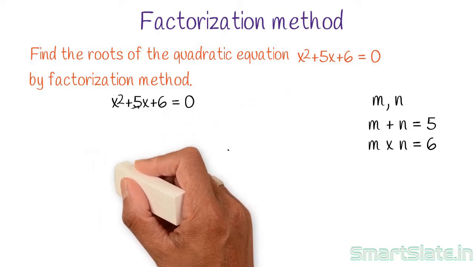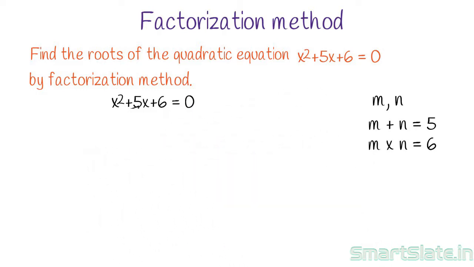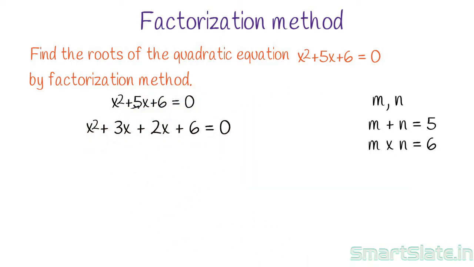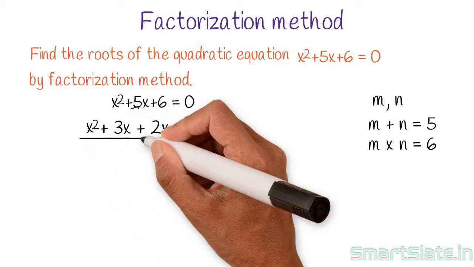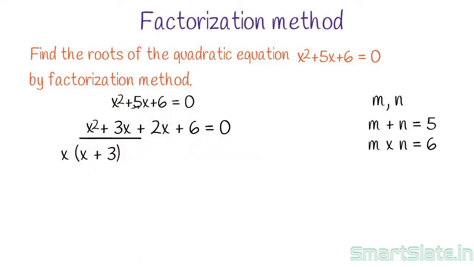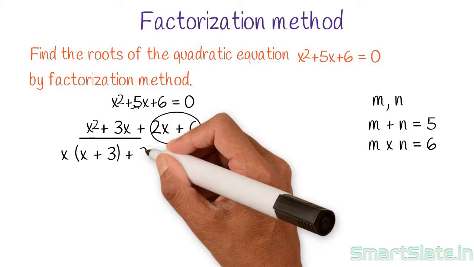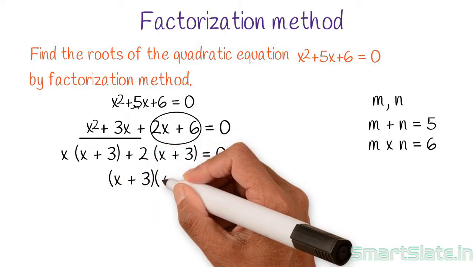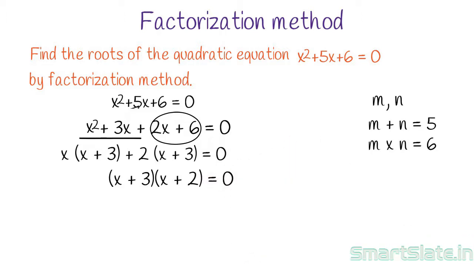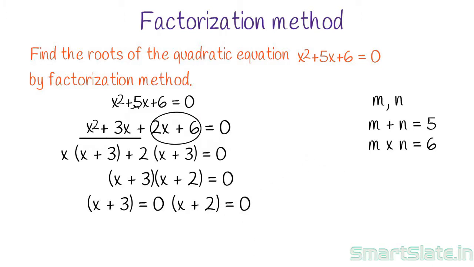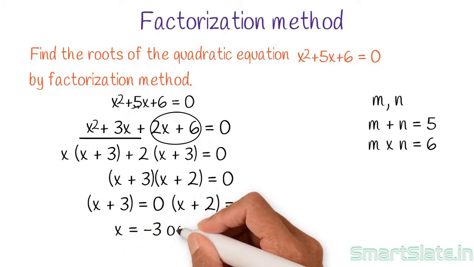Rewrite the equation. Split the middle term into two terms with these two new terms, that is x square plus 3x plus 2x plus 6 equal to 0. Take x as common factor from the first two terms. That makes x in the bracket x plus 3. Now take 2 as common factor. That is 2 into x plus 3. So it is x plus 3 into x plus 2 equal to 0. That is x plus 3 equal to 0 or x plus 2 equal to 0. Hence, x is either minus 3 or minus 2.